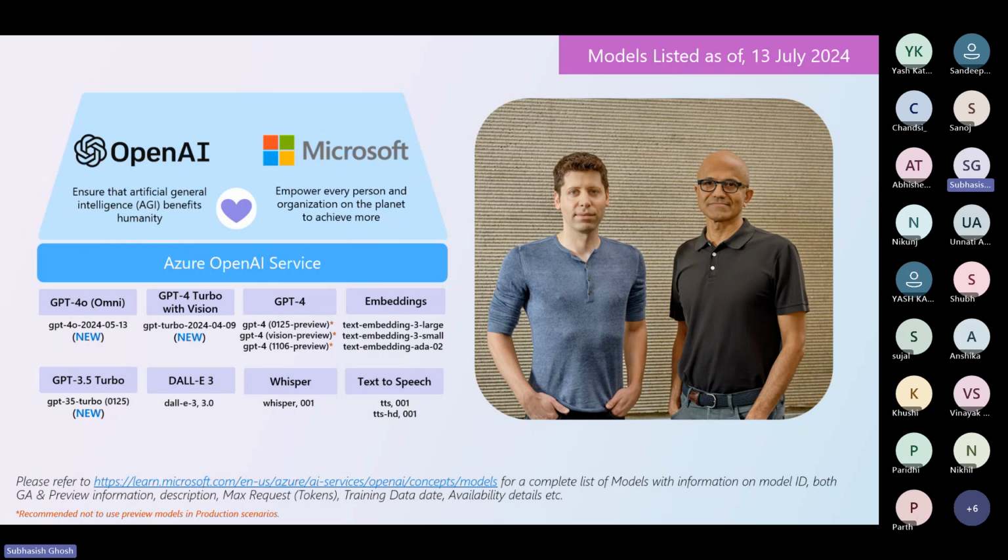Now, I'm sure everyone on the call knows who these two people are. You can see the Azure OpenAI LLMs listed on the screen. Very important: these are all updated as of today, but they keep on changing, so you need to refer to the latest one, for which I provided a link. This learn.microsoft concepts models page gives a complete list of models. It is always live and updated with information for a model ID, both GA and preview information, description, max tokens, training date, and all of these other details.